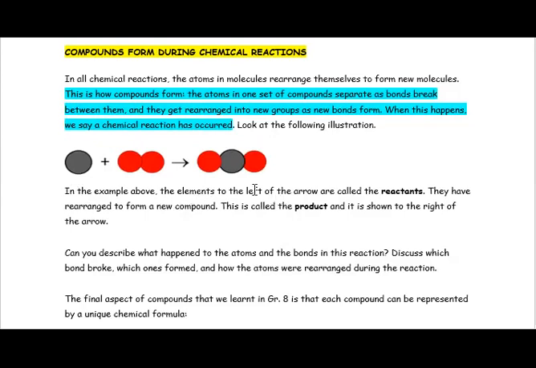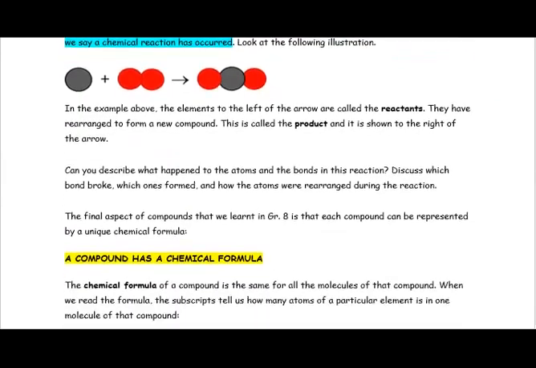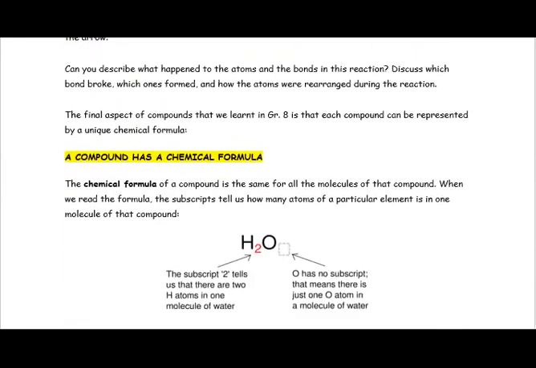In the example above, the elements to the left of the arrow are called reactants. They are arranged to form a new compound. This is called the product, and it is shown to the right of the arrow. So everything you see on the right side of the arrow is called a product. And everything you see on the left-hand side, you can have compounds here, but we usually have an atom or molecule, and those are called reactants because they need to react with one another in order to form a product.